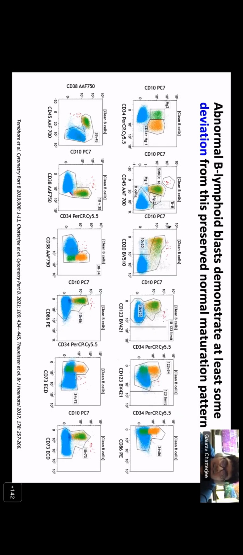So I'll just interrupt for a minute just to tell you that I think this is one of the most important things in today's talk: how to recognize the normal from the abnormal, and it is becoming increasingly critical. This is since all decision making now is based on flow and MRD, and picking up even a small population of abnormal blasts, this distinction has become critical.